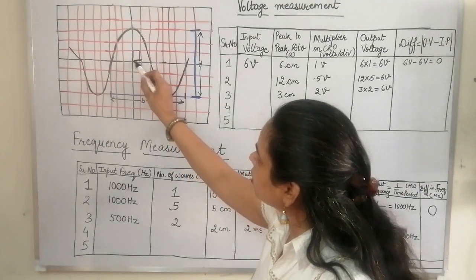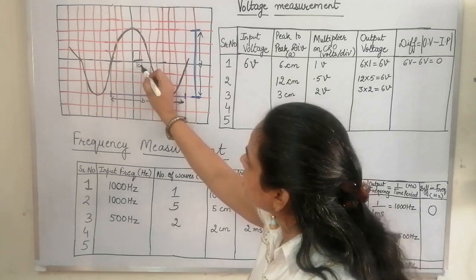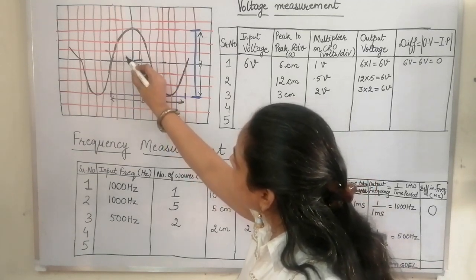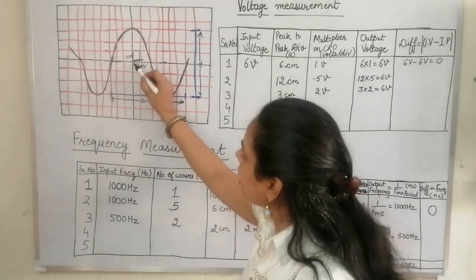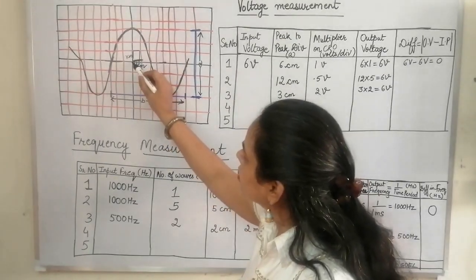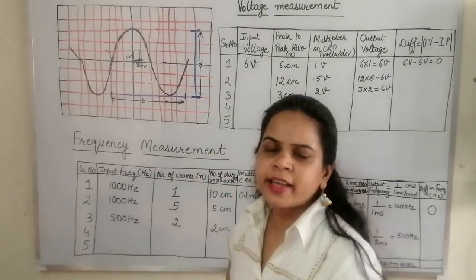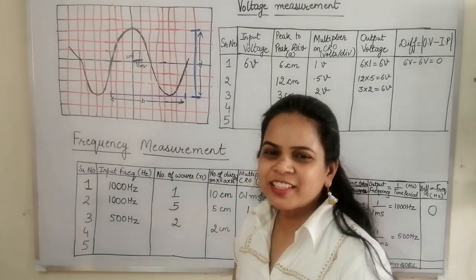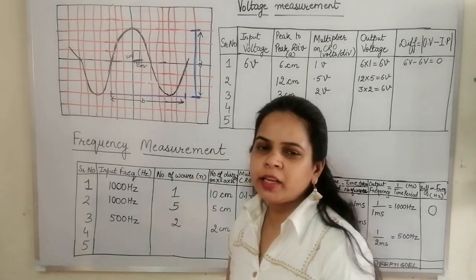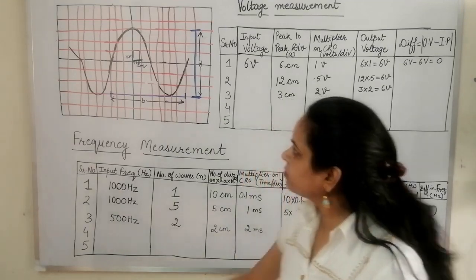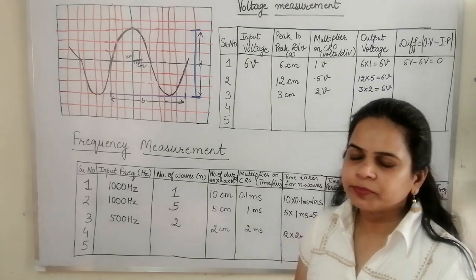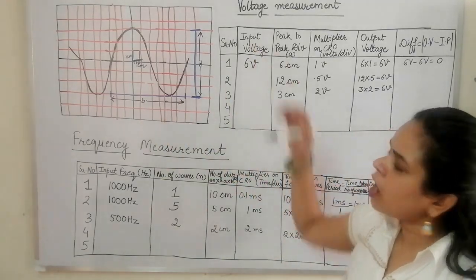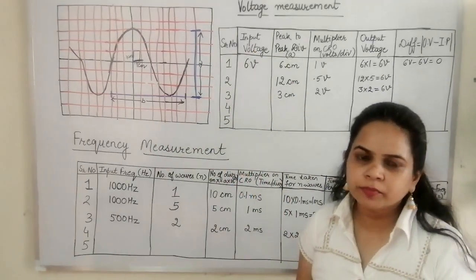So this one block is what? This one block is 1 centimeter along the x-axis as well as 1 centimeter along the y-axis, and here they have 5 gradations. So 5 divisions equal 1 centimeter, and 1 division equals 0.2 centimeter or 2 millimeters. Similarly, it is on the x-axis as well as on the y-axis. Now let us see how to do the voltage measurement.